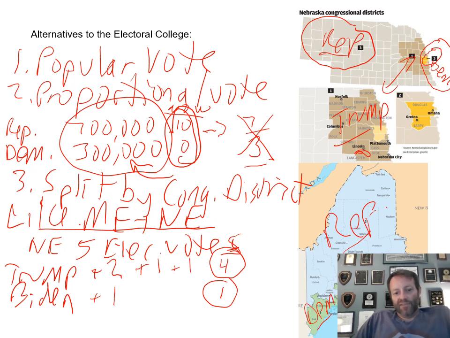So I'm a fan of this. I think this more accurately reflects what the actual vote in the state was. But it would be a state by state decision to do this, because it would be impossible probably to do a constitutional amendment.